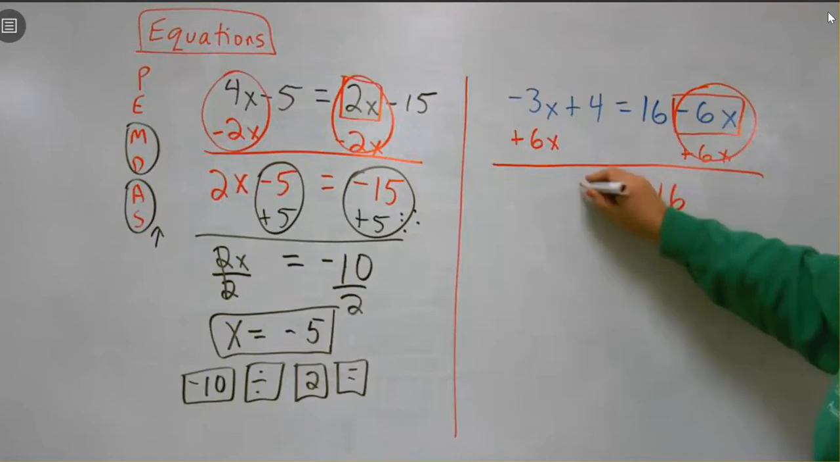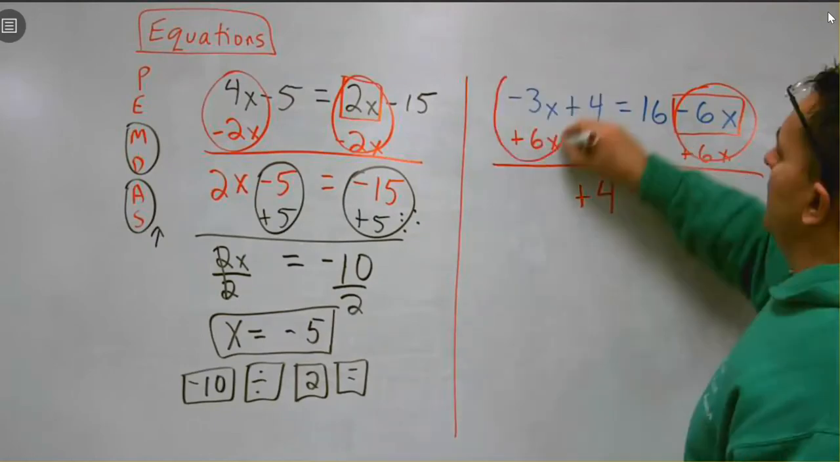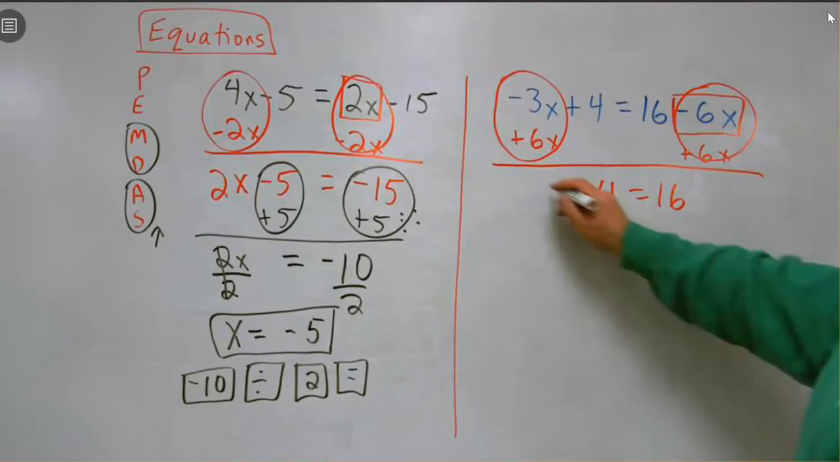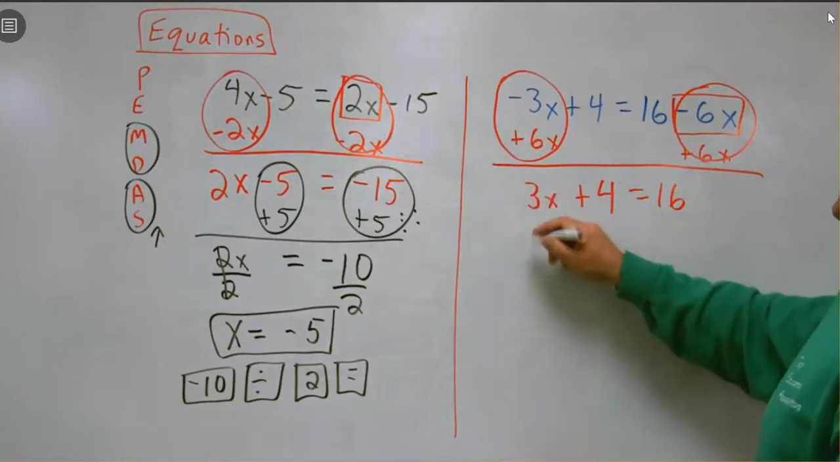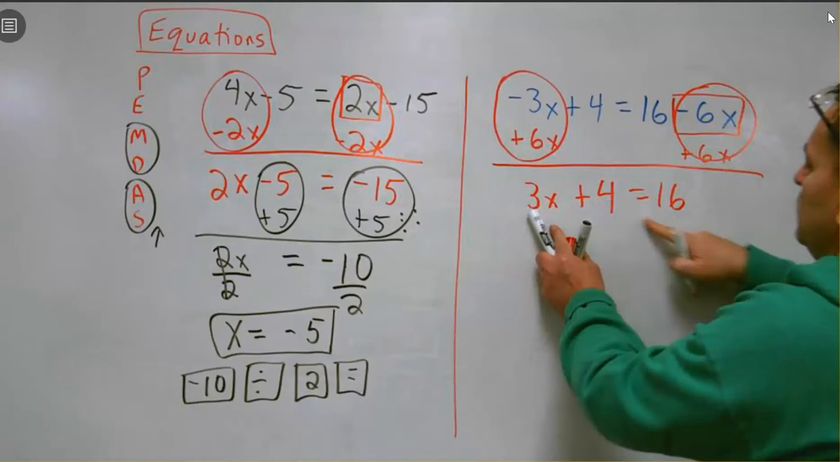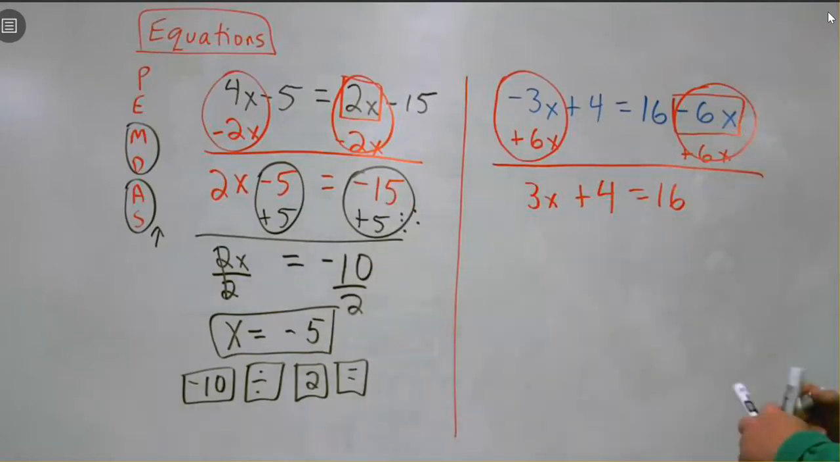And then these signs, again, are different. So that means we're going to subtract. 6 minus 3 is 3, so I have 3x. It's going to stay positive because 6 is the larger value. You have a two-step equation just like you had here.